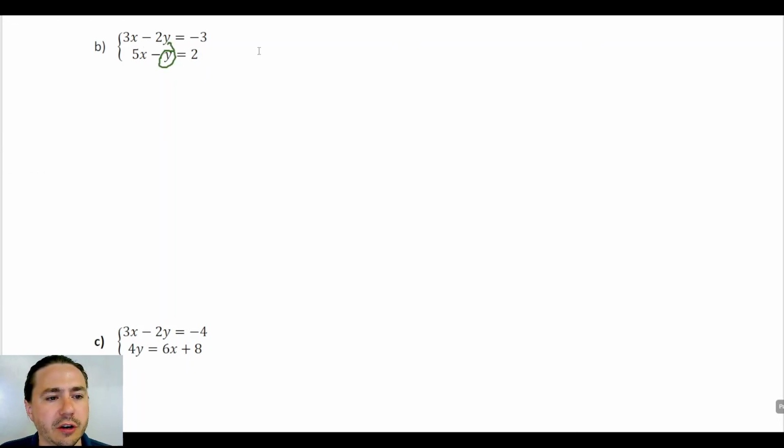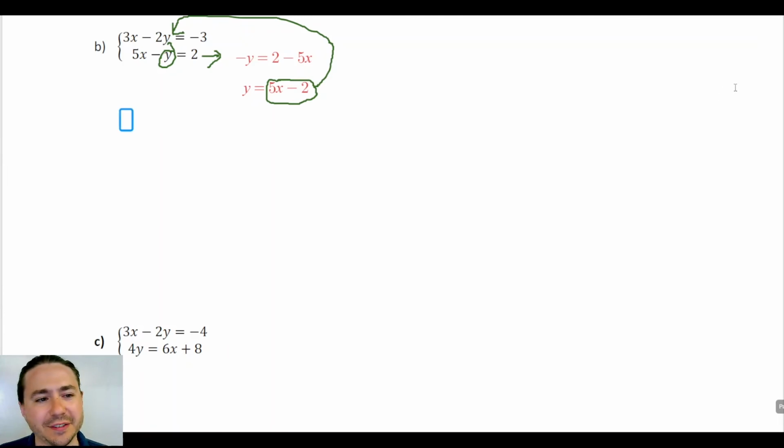Let's start by subtracting 5x from both sides. If I subtract 5x from both sides, I'll get negative y equals 2 minus 5x. And if I divide all of that by negative 1 to isolate the y, I'll get y equals 5x minus 2. That is an expression that I can take and substitute in for y in the other equation. So this method is called substitution.